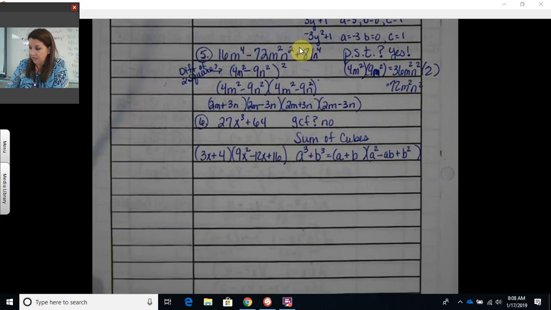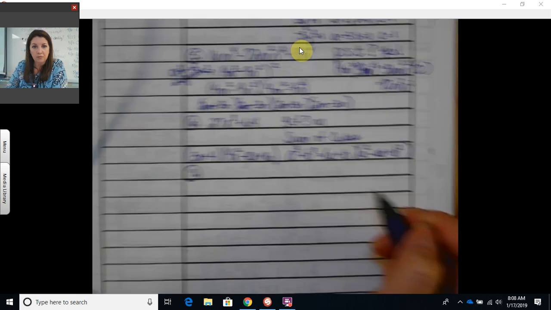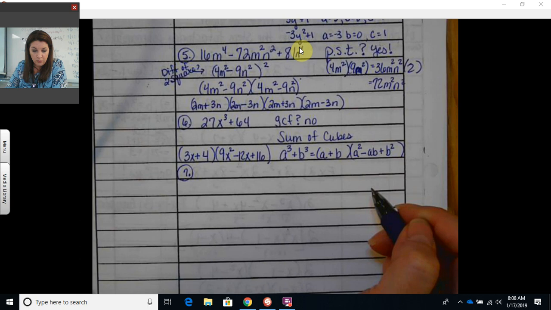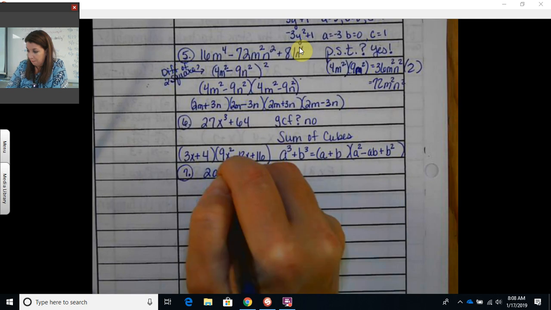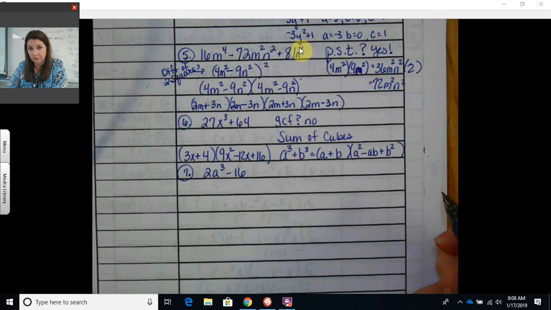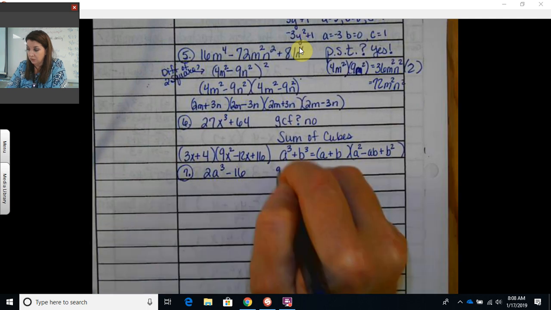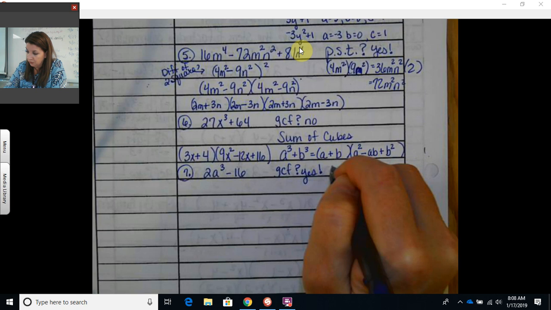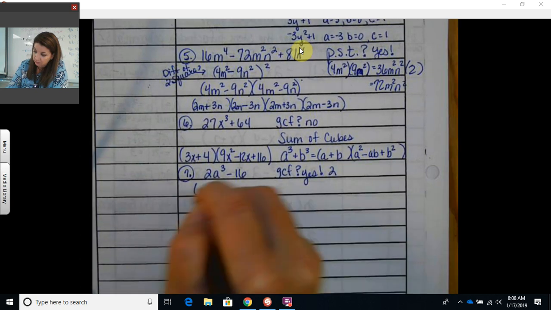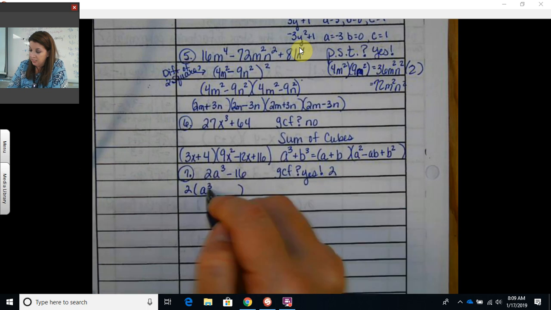Example 7. I should have done each example in a different color. Not on my game today. Okay, we have 2a cubed minus 16. Is that a difference of cubes? It has a GCF. So right now that's not a difference of cubes, difference of squares or anything, right? But it does have a GCF. So let's take that out and see what that does for us. Our GCF is 2. So if we take out a 2, 2a cubed divided by 2 is a cubed, negative 16 divided by positive 2 is negative 8.